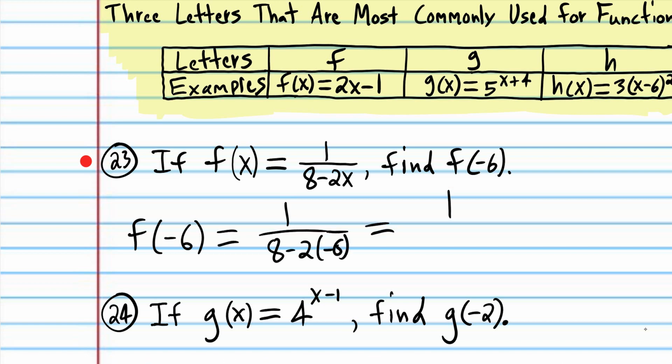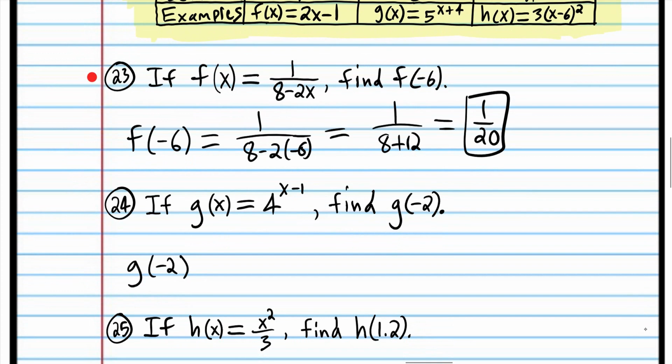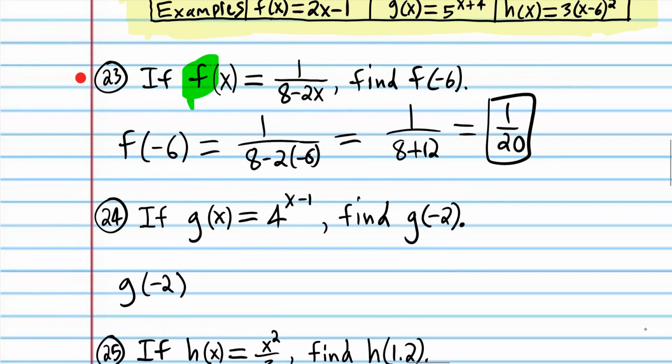So in this case, we get 1 over 8 plus 12, which is 1 over 20. We've already used that notation, but sometimes instead of f, you're going to see g. So let's try a problem where we have, instead of f of x, we have g of x.